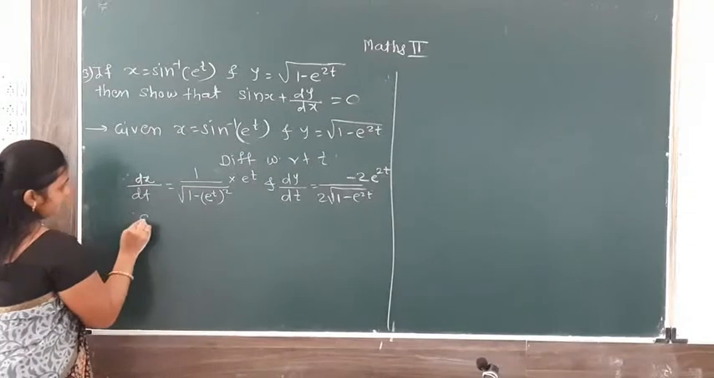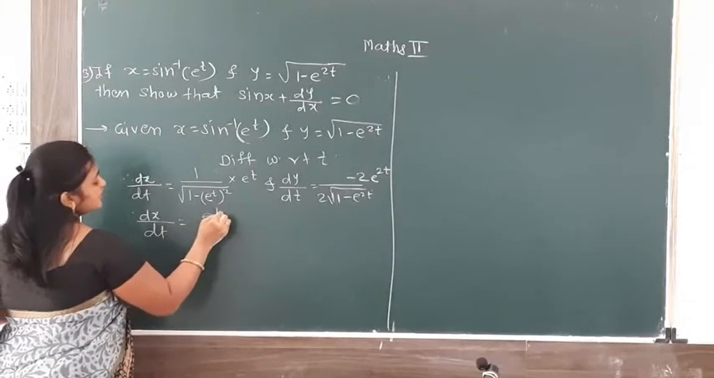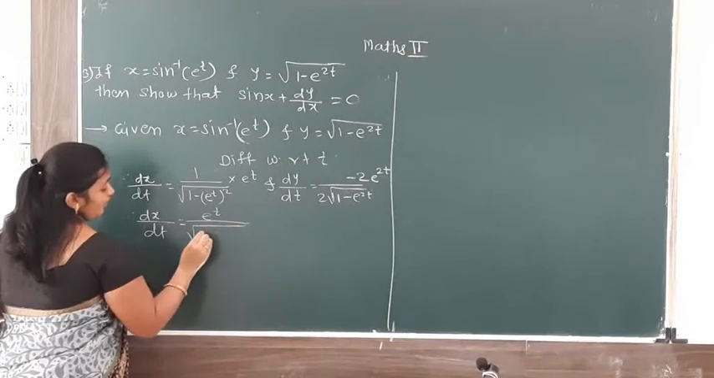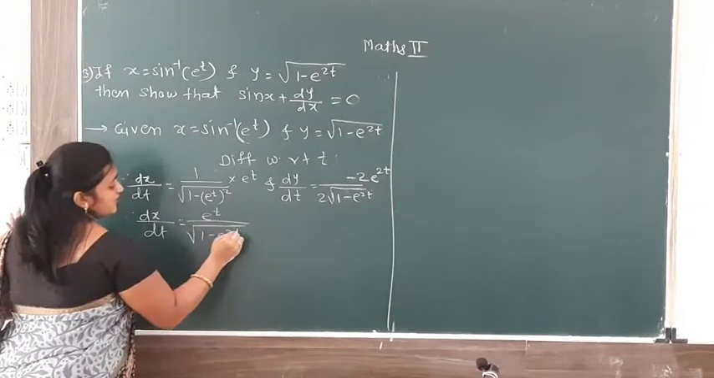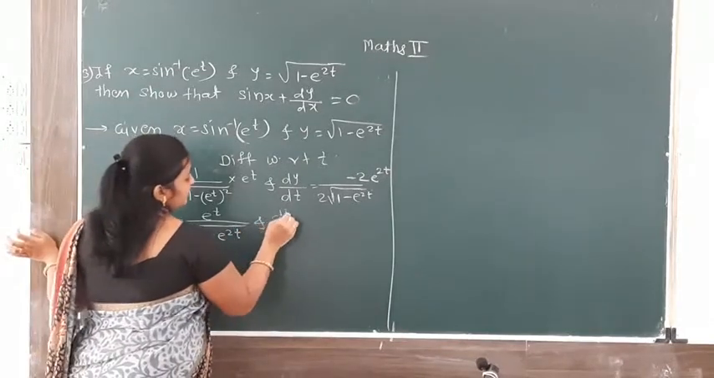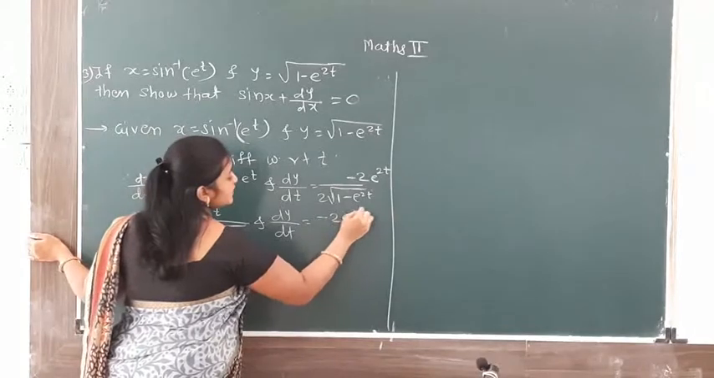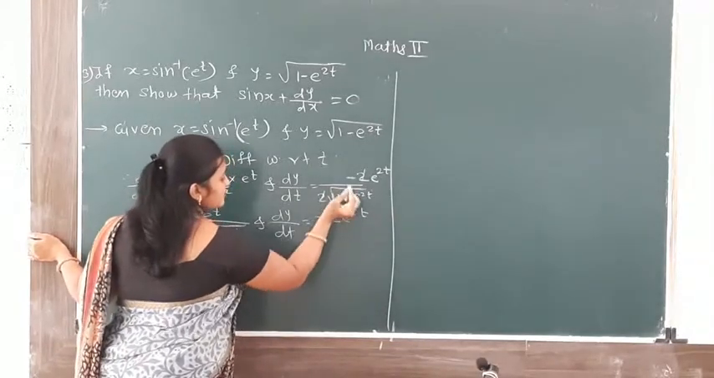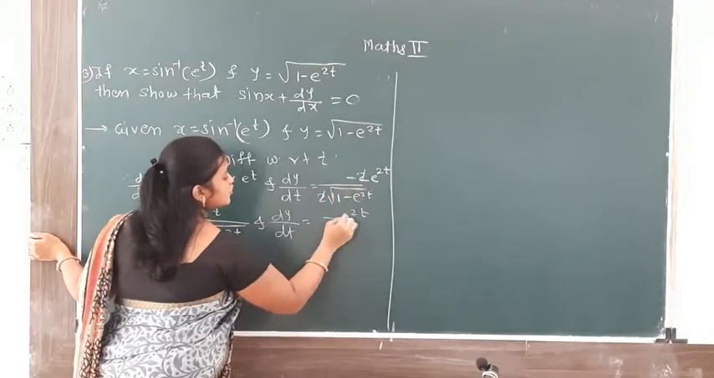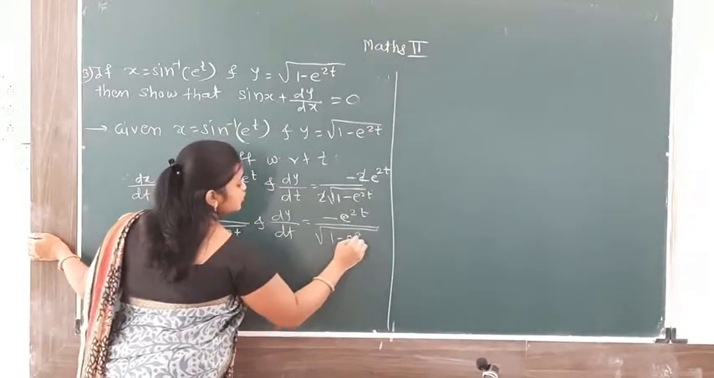Now simplify. dx by dt is equal to e raised to t divided by square root of 1 minus e raised to 2t. And dy by dt is equal to minus 2 e raised to 2t. The 2 cancels. So minus e raised to 2t divided by square root of 1 minus e raised to 2t.